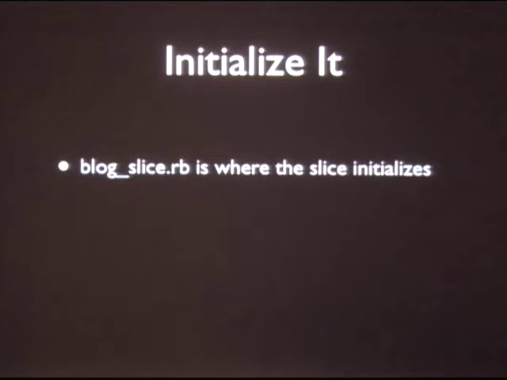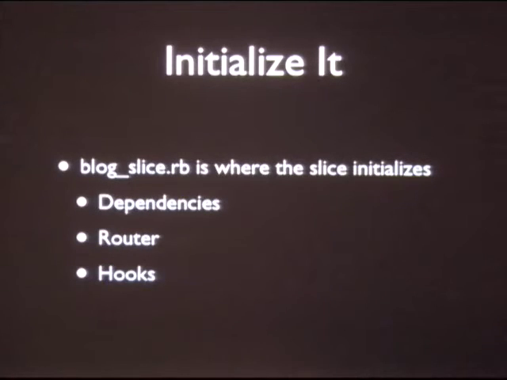So when you initialize it, this is for writing the slice. The blogslice.rb file is where all the initialization is done. If you take a look in there, there's a whole bunch of methods already set up. There's a whole bunch of hooks. It's where you put your dependencies, your router lives in there, your hooks live in there to allow you to hook into Merb's custom bootload order. So there's quite a few predefined places where you can get into the bootloader and load your code at the appropriate time.